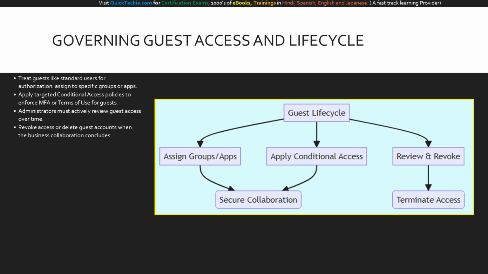However, the lifecycle doesn't end there. The third branch is the continuous, auditable process to review and revoke access. When the business justification for the guest account expires, this process flows directly into terminate access, ensuring your environment remains clean and secure over time.